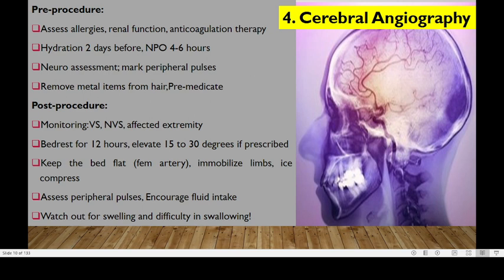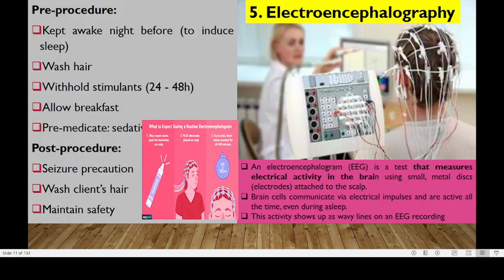In post-procedure, you're going to monitor the vital signs and the neurovascular status of the affected extremities. Bed rest for 12 hours, you elevate 15 to 30 degrees if prescribed, and you keep the body flat. You immobilize the limbs, you apply an ice compress. You also assess peripheral pulses and encourage fluid intake. Also watch out for any swelling and difficulty in swallowing.